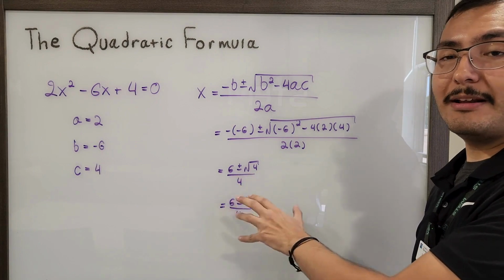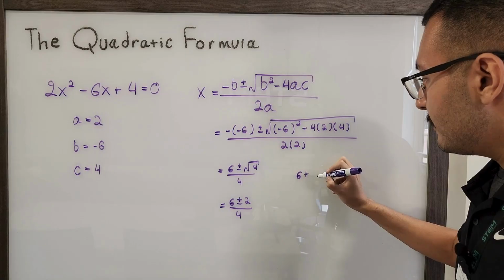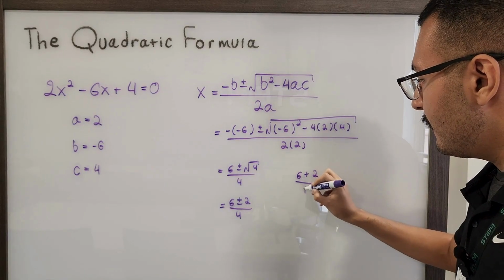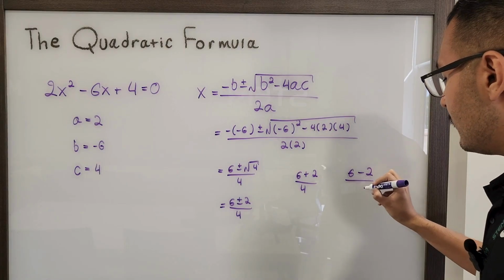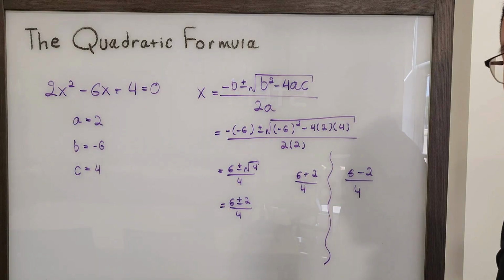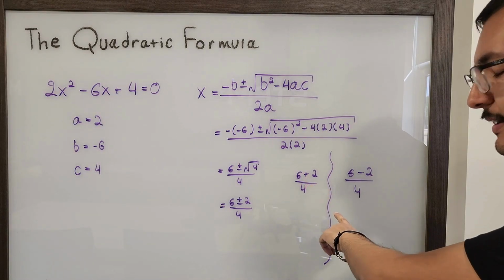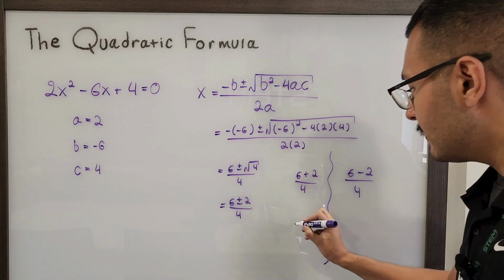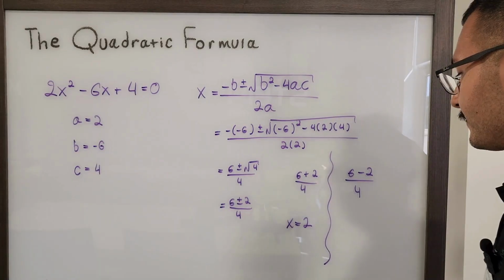Now I'm going to break that up even further. I'm going to do 6 plus 2 over 4, and I will do 6 minus 2 over 4, because I'm going to get two different solutions there. 6 plus 2 is 8, and then 8 divided by 4 gives me 2. So I know that my first solution is 2.